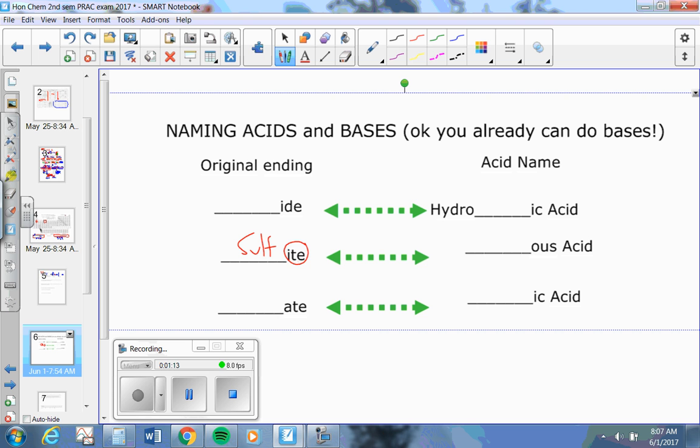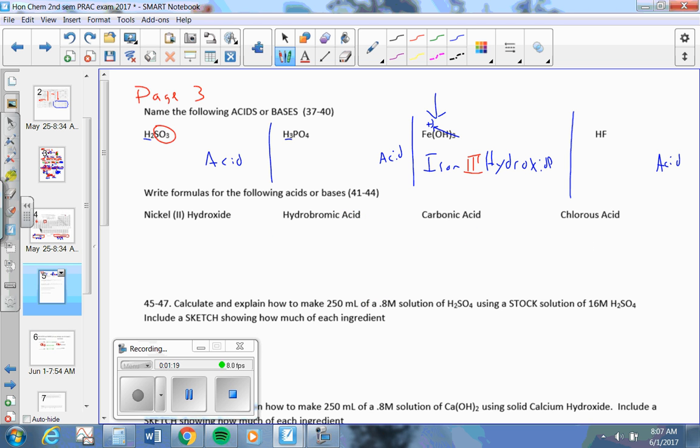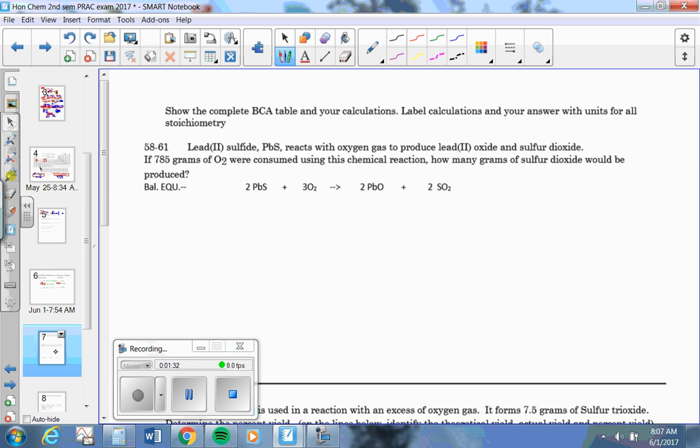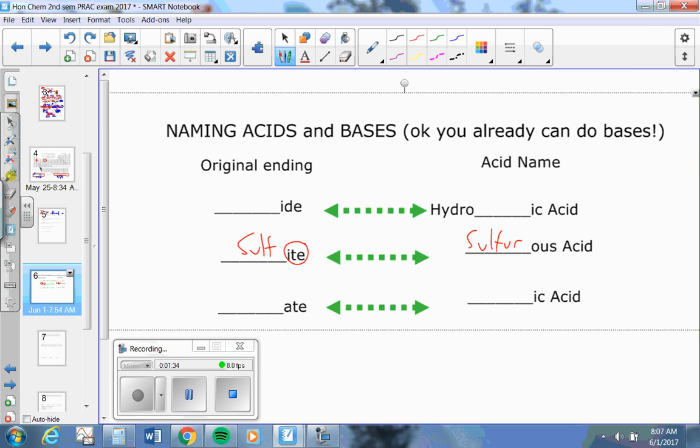Sulfite becomes sulfurous, except in this case we put the UR back on there. It's sulfurous acid. If you put sulfus acid, I'd be okay with it. Sulfurous acid is more correct. PO4. According to the back of here, PO4 is phosphate. Checking the rules, ate phosphate becomes phosphic. And again, we're going to throw back on the OR, phosphoric acid.